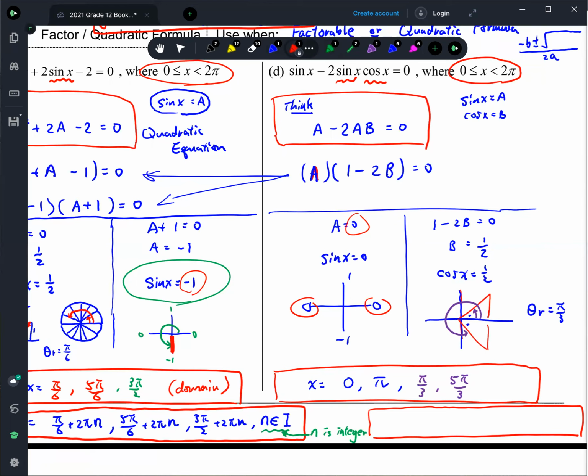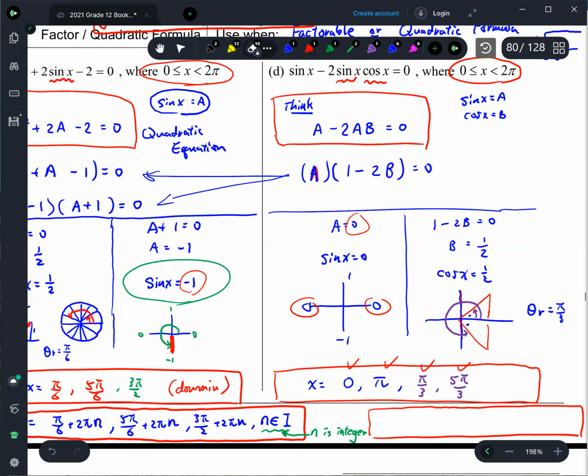Yes, okay, because originally we have 0, pi, pi over 3, 5 pi over 3, right? You have 4 of them: 1, 2, 3, 4. So normally, we would just add 2 pi n to each one, and then we will get 4 general solutions. It's not wrong, okay? But if it's possible to simplify your solution, we always do that. So at school, they will expect you to write a simplified way.